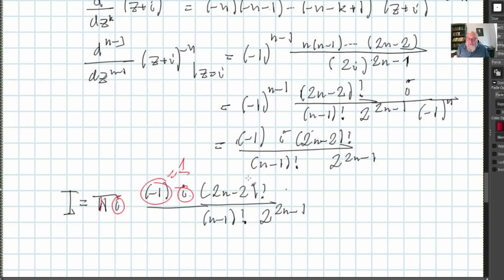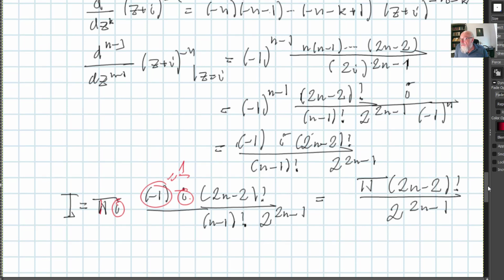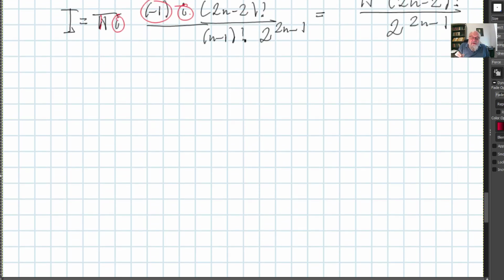Okay, so I have the answer. The answer is pi times 2n minus 2 factorial divided by 2 to the power 2n minus 1. So this would be example number 3.